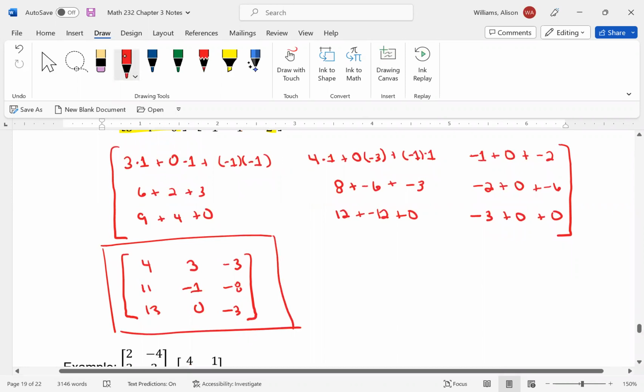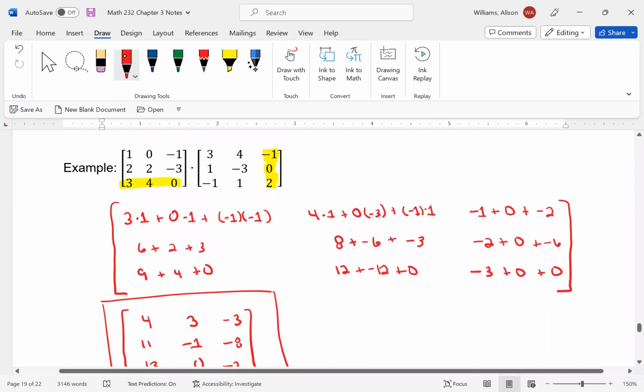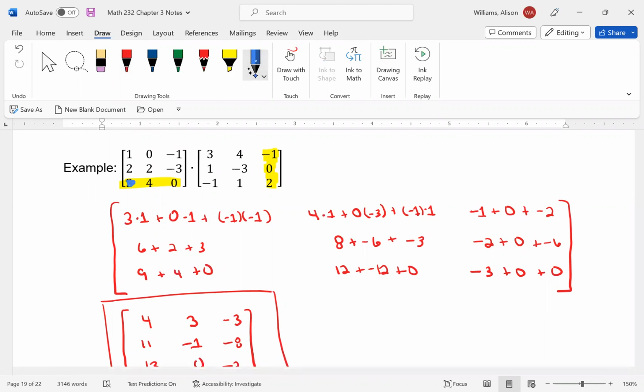So you multiply the corresponding elements and then add them together. All right. Matching them up and then multiplying them. So we're matching this up with this.